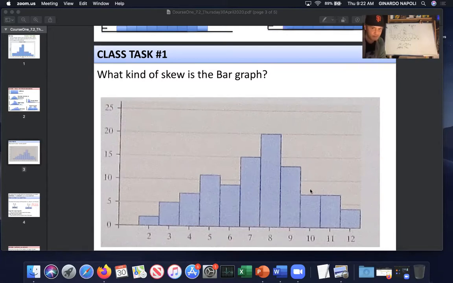I think you can probably see that the left has got a lot more than it's on the right. 49 on the left. Okay, well, this is probably about 13. These two are probably about 7. So 13 plus 14, 27, plus 4, 31. 31 on the right, 49 on the left, left skew.